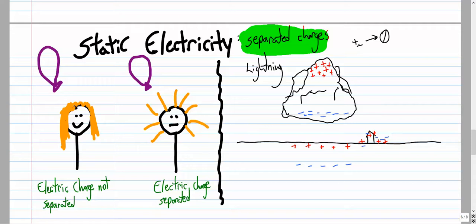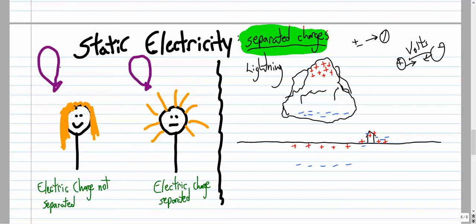Okay? That's fine. And if you take them and you separate them, you move the positive over here and maybe move the negative over here, now they want to get back together because opposites attract. We call that voltage. So if you separate charges, you build up voltage. You build up that push that we talked about.